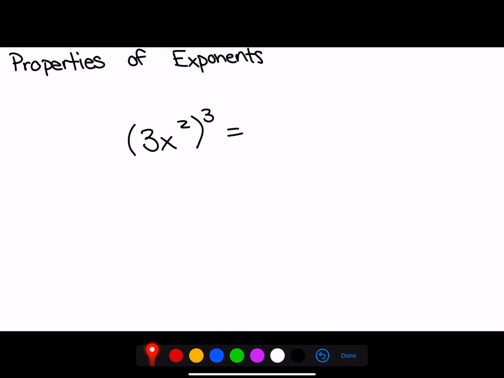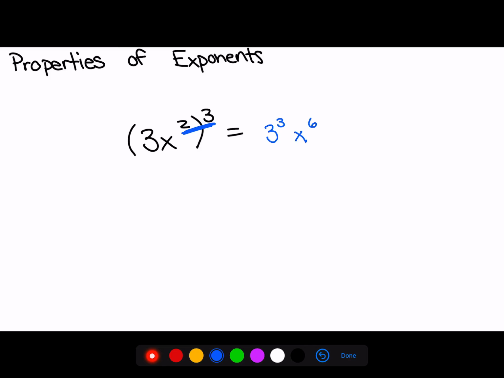But that doesn't always work. For instance, we have 3x squared raised to the 3rd power. Now, if we recall, this would be the same as 3 to the 3rd power times x to the... I see that they're right next to each other, so we're going to multiply those: x to the 6th power.